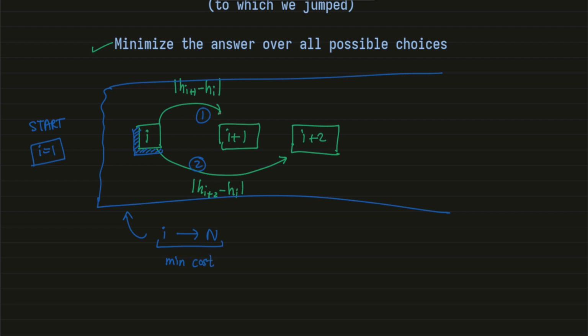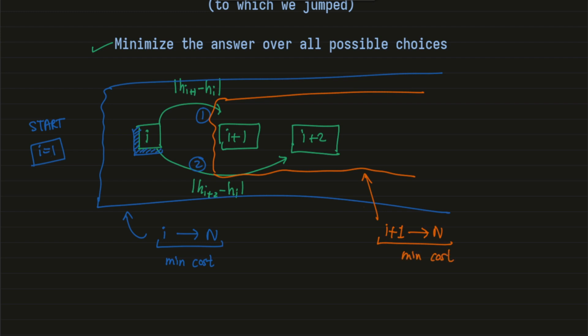And once we take the first or the second choice, so let's say the first choice is chosen, in that case this orange part denotes the answer, meaning we need to find the best possible answer from i+1 to n, and it essentially finds the minimum cost to go from i+1 to n. Or the second choice was to go from i+2, and it denotes the minimum cost to go from i+2 to n.